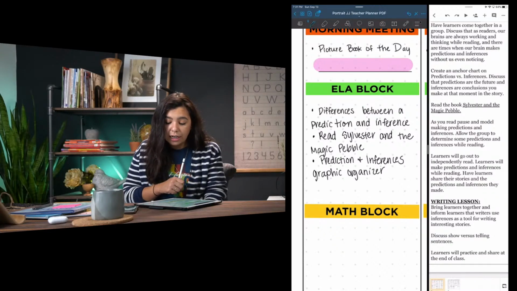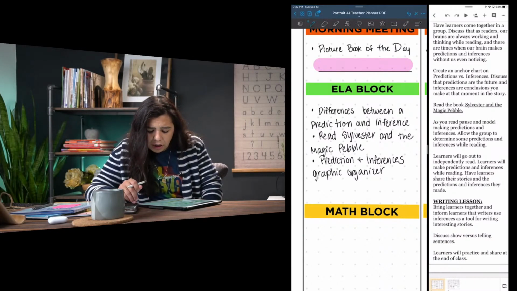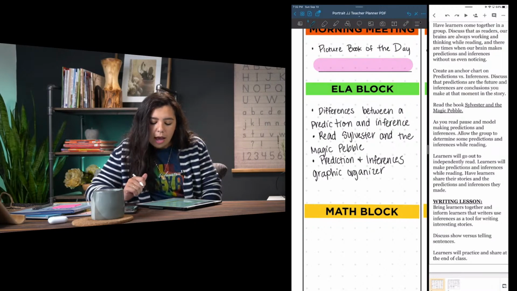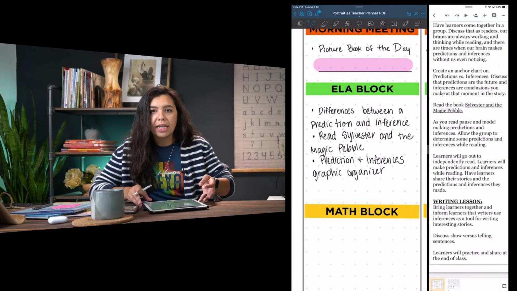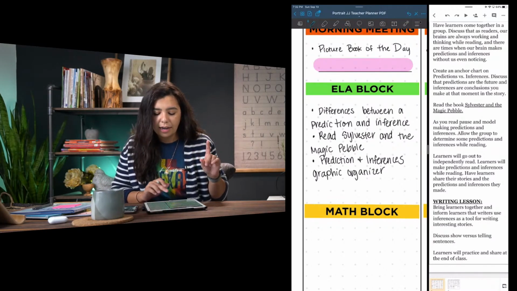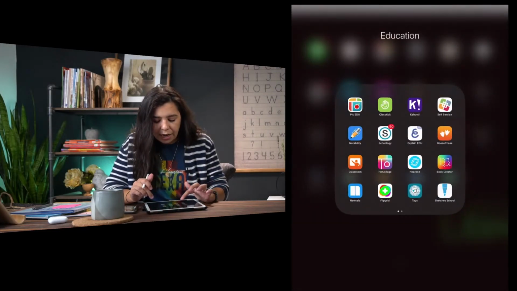Once I do that, the kids are going to do independent practice, and then we're going to come back and we're going to talk about how writers actually use inferences as a writing tool in order to be able to develop those interesting stories. So this is talking about those show versus tell sentences. Now, I did a post earlier this week, and I am going to go ahead and show it to you guys, but we use something called Book Creator in my class.